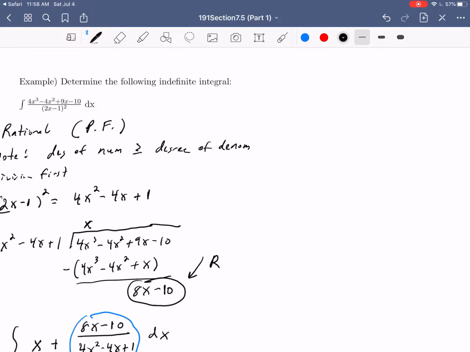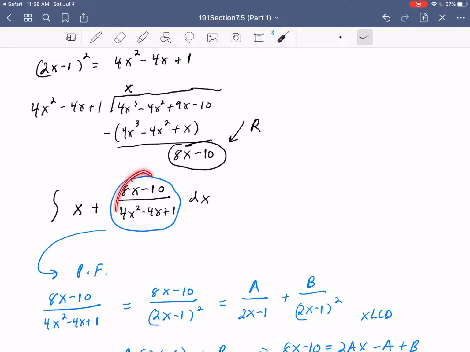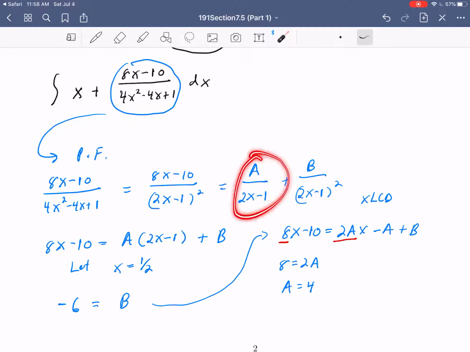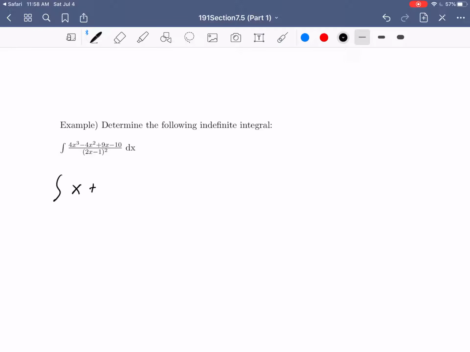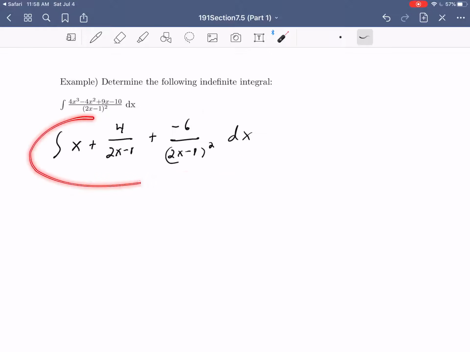And then instead of this (8x minus 10) over (4x squared minus 4x plus 1), we can replace it with 4 over (2x minus 1) and minus 6 over (2x minus 1) squared. So we get 4 over (2x minus 1) plus minus 6 over (2x minus 1) squared dx. And now we should be able to go ahead and integrate each piece. So the integral of the first one is going to be 1/2 x squared.